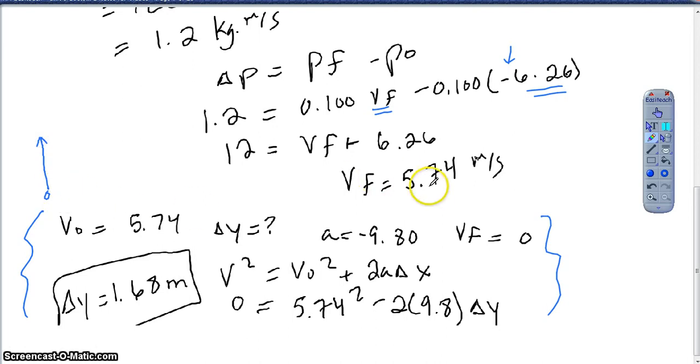Right when it leaves the ground, it has that initial velocity of 5.74, because that's its final velocity after the collision. So I have basically, again, those 3 stages. Hopefully nothing too tricky. I just have to find my initial velocity before I hit the ground, my change in momentum, and then my height based upon the final velocity resulting from that change in momentum.